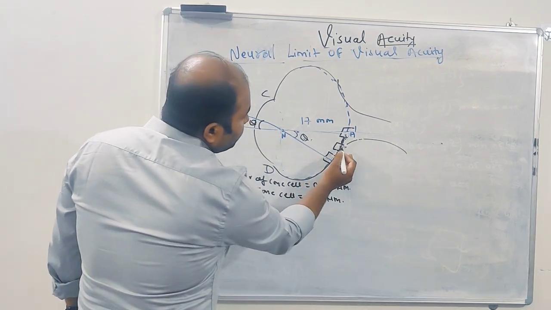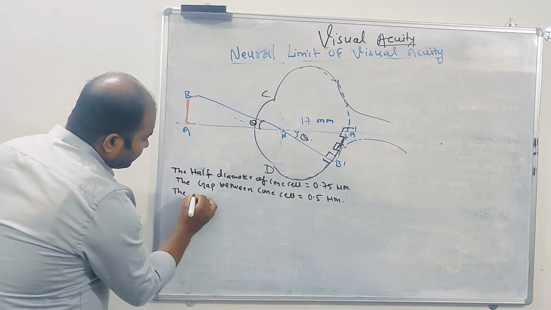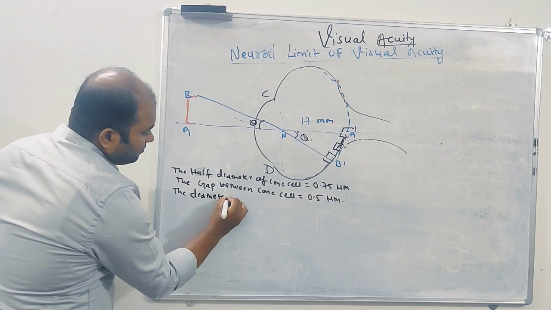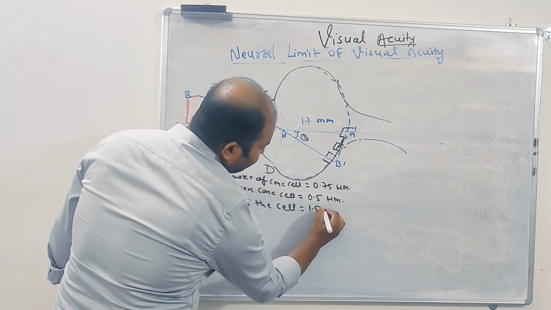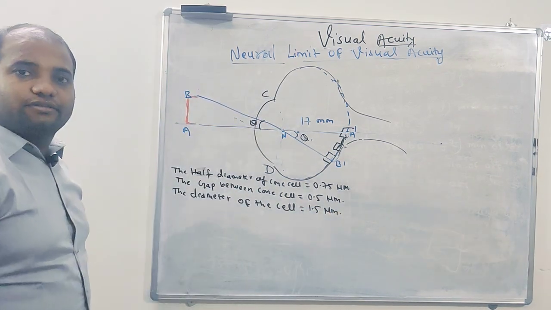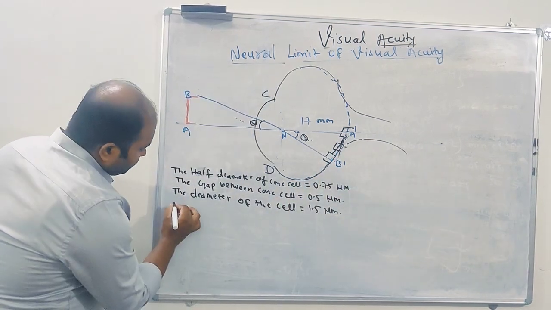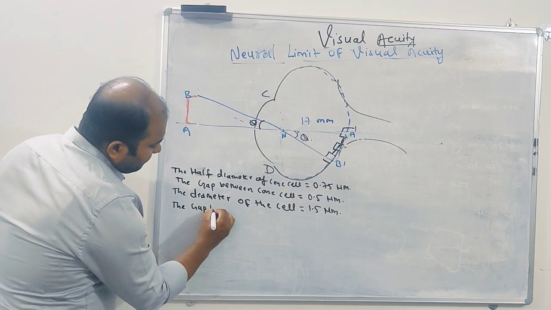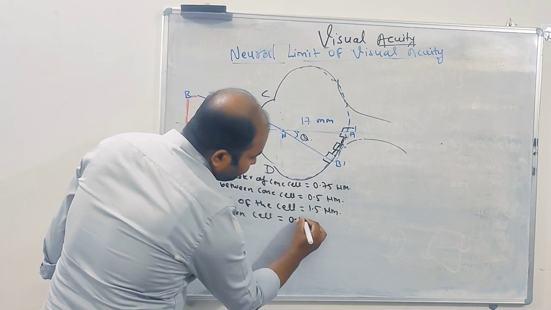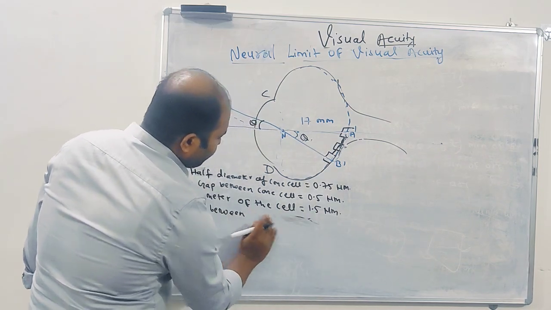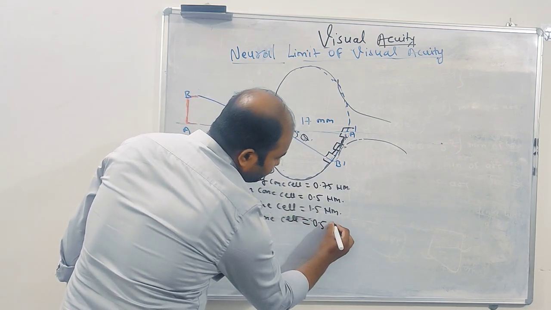So we have continued here. Now we have one cell total diameter. So the diameter of the cell is 1.5 micrometer. Okay, now again the gap between the cells, this one. The gap between cone cells at the fovea is 0.5 micrometer.